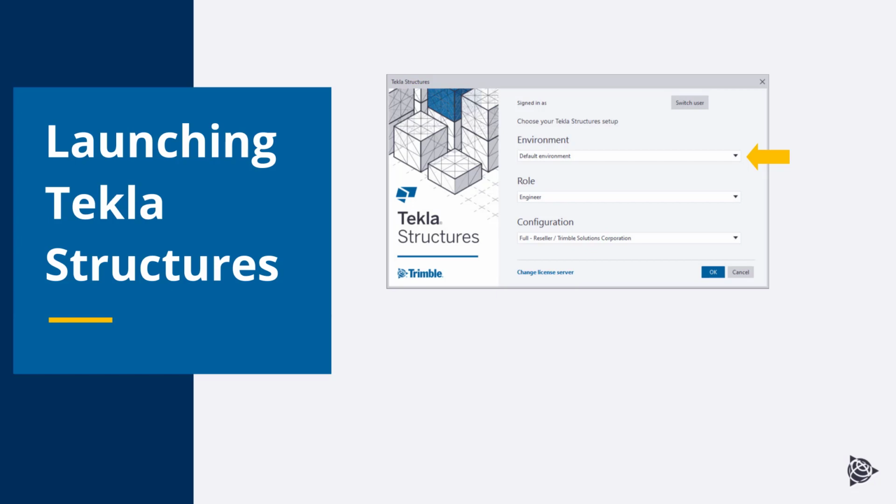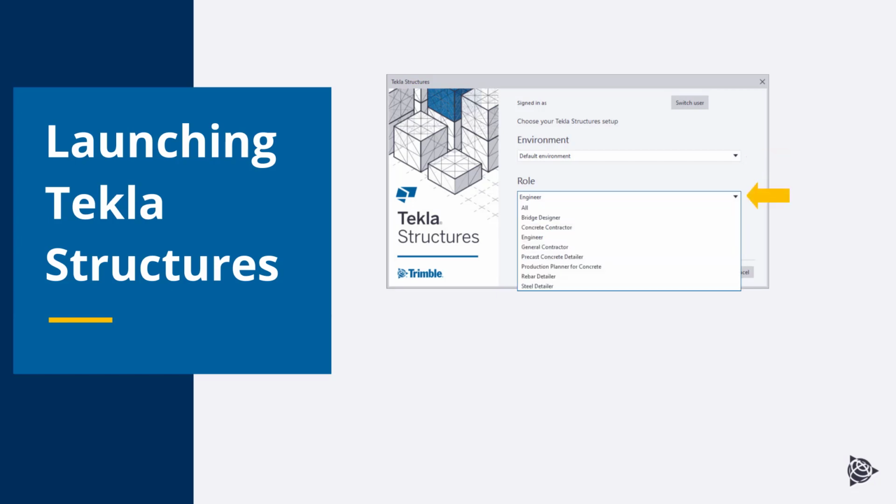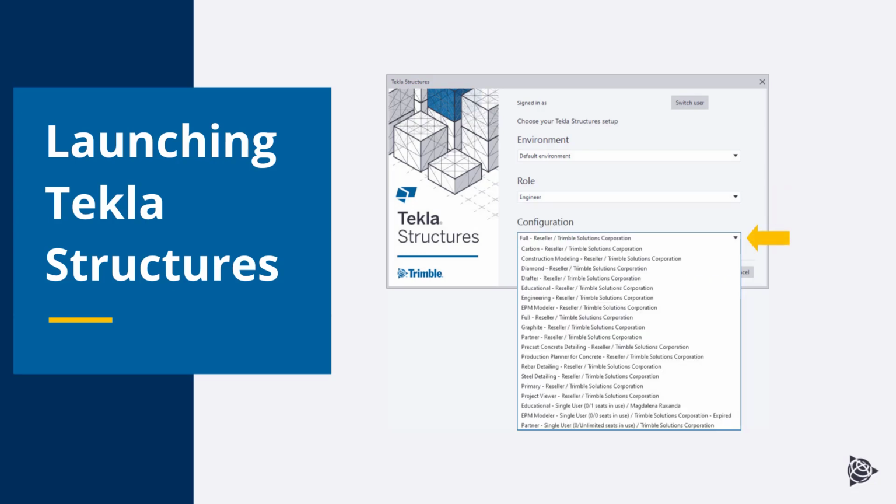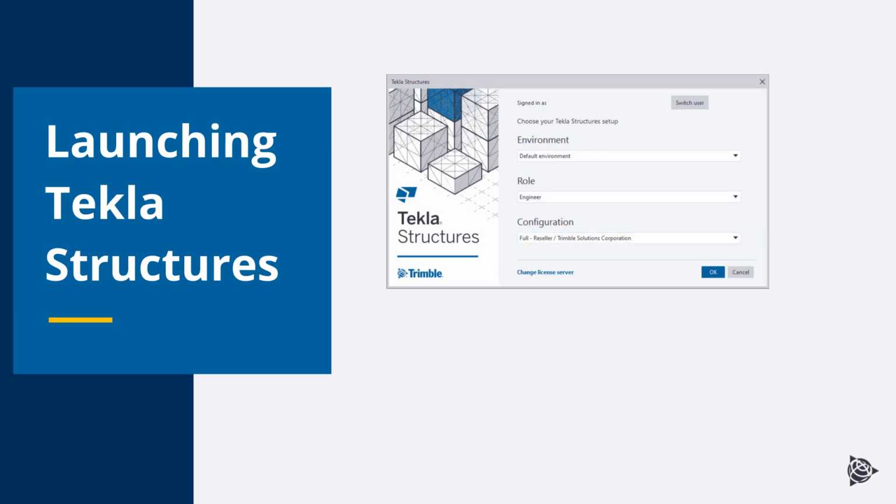Choose the default environment. The role you choose affects the files and settings that are available for you. The user interface is customized for each role. Choose Engineer. Configuration consists of a set of features that the user is entitled to based on the license agreement. Choose Full. If you use a different role and configuration, your Tekla Structures interface may not look exactly the same as what is shown in the tutorial.